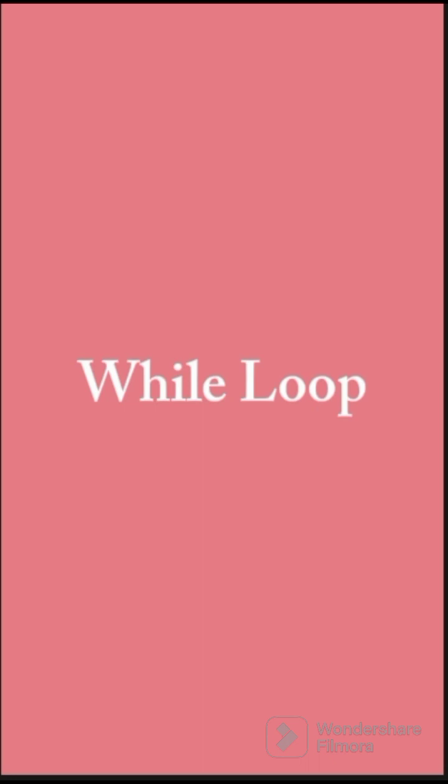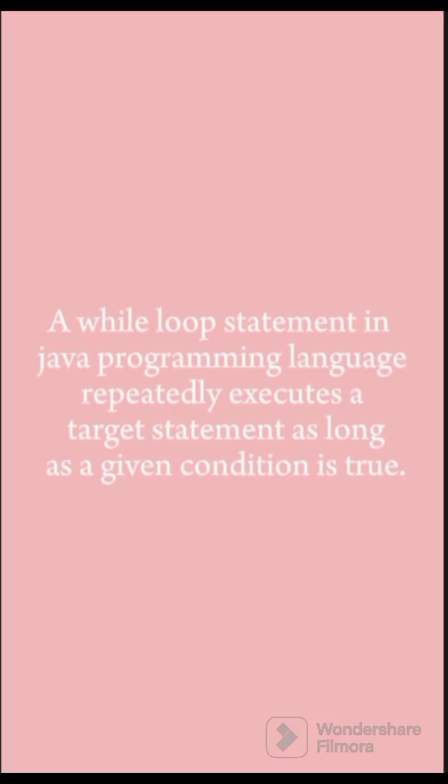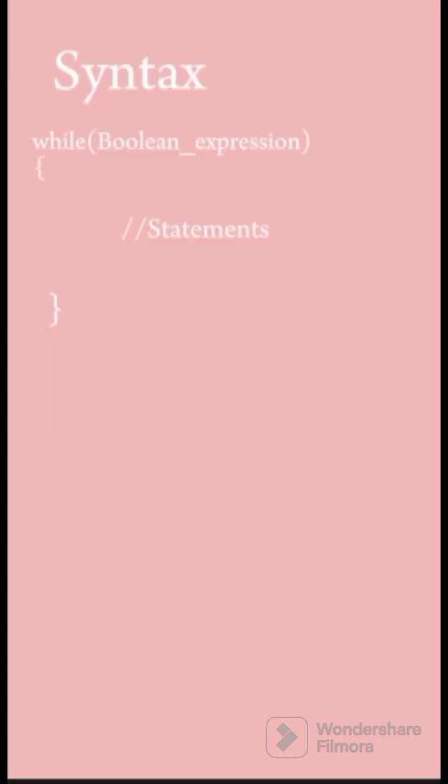While loop. A while loop statement in Java programming language repeatedly executes a target statement as long as a given condition is true. A while loop is nothing but a construct which allows you to run a block of statements a number of times. So let us see the syntax. How can we write a while loop and what happens with each part?